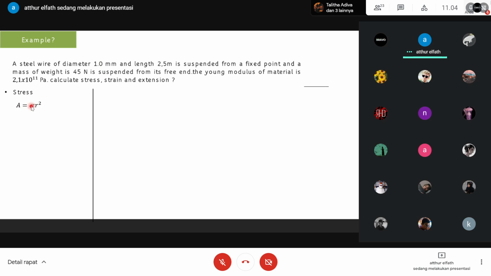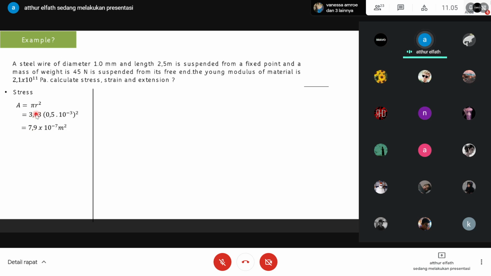Okay, area is pi r square. If the diameter is 1 millimeter, this means the radius of the wire is, you just divide by 2. Okay, and don't forget to convert the units. Yeah, the unit is still millimeter. Millimeter to meter is times 10 to the minus 3. Okay, and this is the radius after the diameter divided by 2. Yeah, and don't forget to square because the formula is pi r square. Pi should be 3.14.